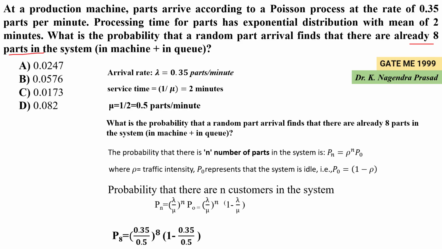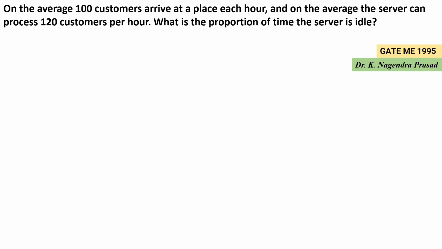Then P8, the probability of 8 parts in the system, equals lambda by mu, 0.35 divided by 0.5, whole to the power of 8 into 1 minus 0.35 divided by 0.5. So 0.35 divided by 0.5 is 0.7. So P of 8 equals 0.7 whole to the power of 8 into 1 minus 0.7, which is equal to 0.0173. So option C is the correct answer. Let's see the next problem.